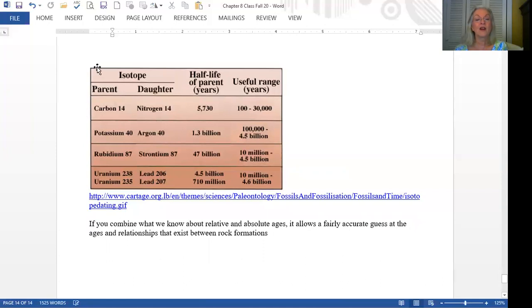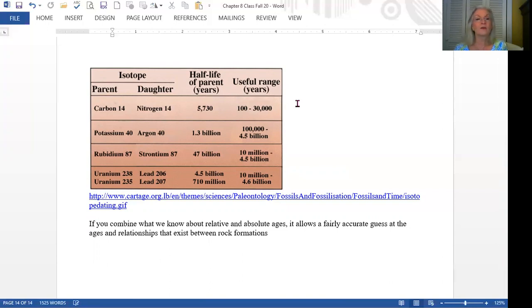Some examples of isotopes that are used. Carbon-14 is used for organic material. So if you found a piece of cloth and wanted to know how old it is, you'd use carbon-14. If you found a piece of paper and wanted to know how old, you'd use carbon-14. If you found a cooking pot and it had food residue in it, you could use carbon-14. If you have a rock, carbon-14 is not especially useful.